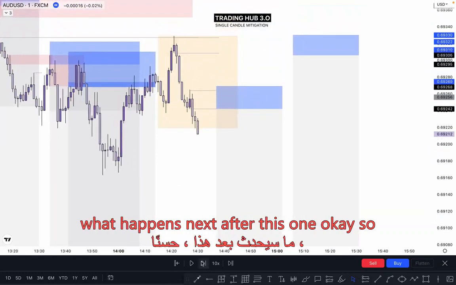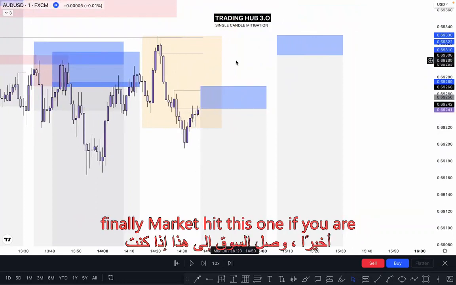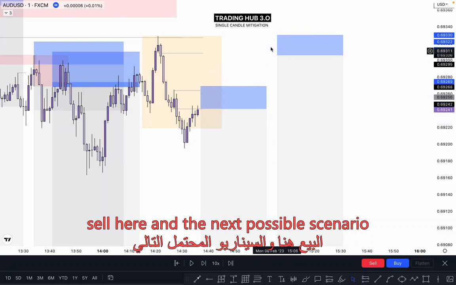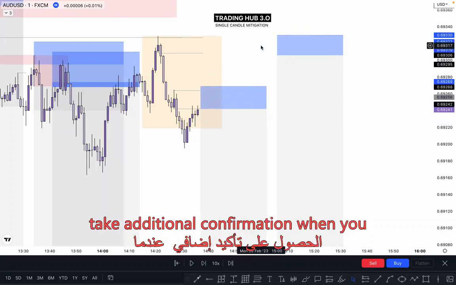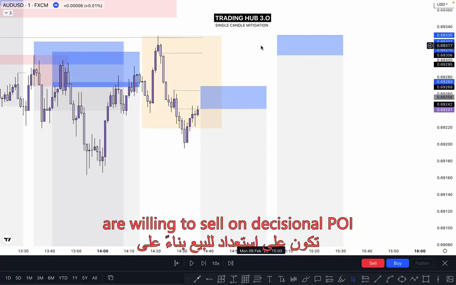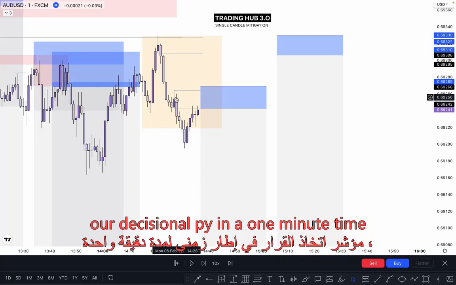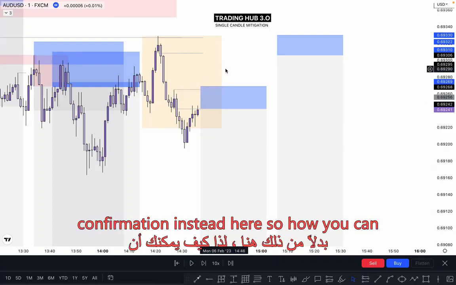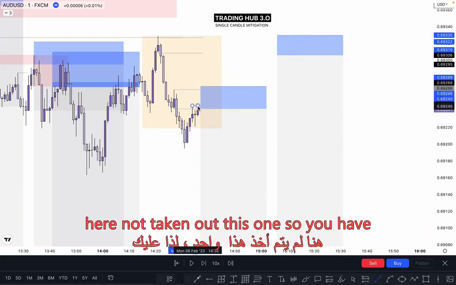So let's see what happened next. Finally the market hit this one. If you are willing to sell directly here, you can sell here, and the next possible scenario is here. But I suggest you always take additional confirmation when you sell on a decisional POI, decisional inducement. This one is our decisional POI in the 1-minute time frame. You can take 1-minute confirmation. How can you take it here? The previous candle high is here and has not been taken out, so you have to wait for it.